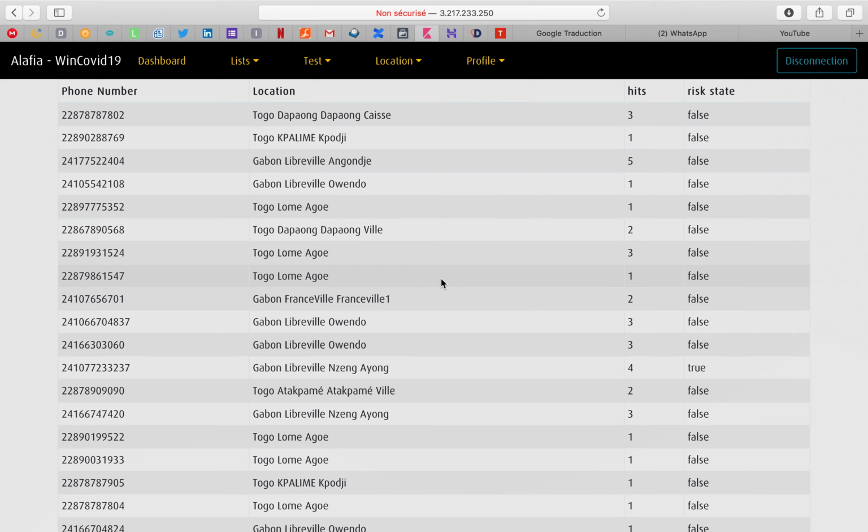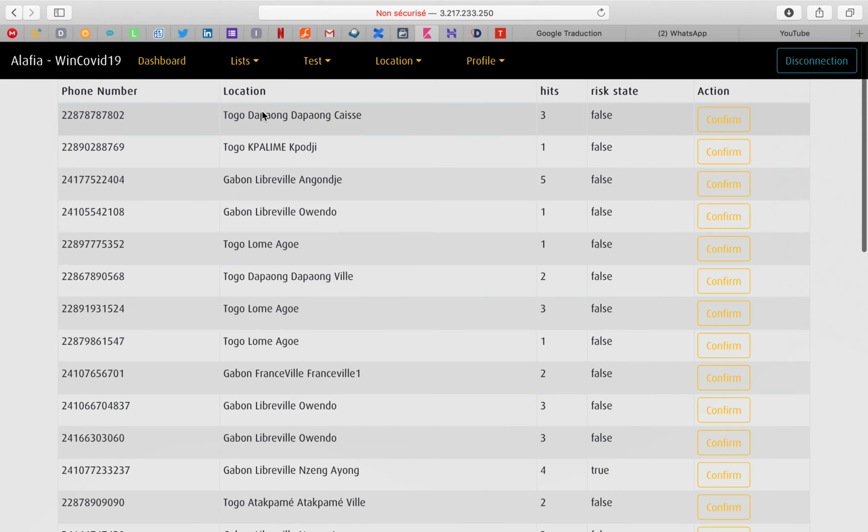This makes it possible to keep these public health data confidential while respecting the privacy of the users of the application. Alafia COVID-19 is a solution which, beyond the COVID-19 pandemic, can be used to collect public health data in order to better manage other public health problems in the very near future, when we know elsewhere that diseases like malaria have always killed in tropical countries more than any other disease.